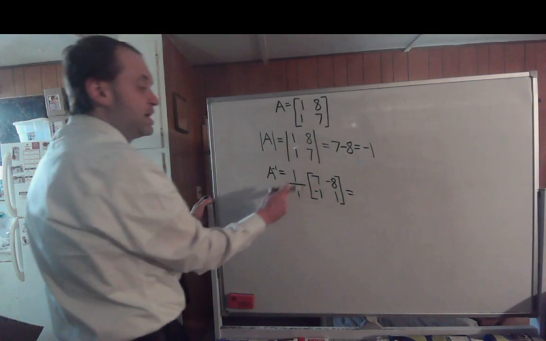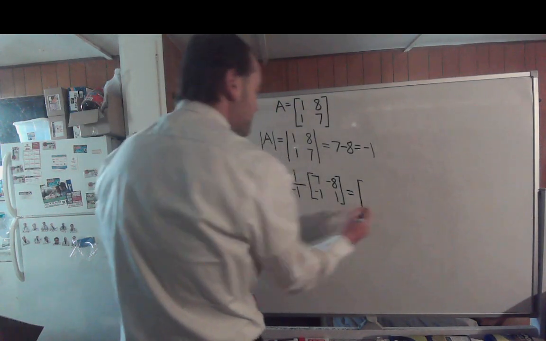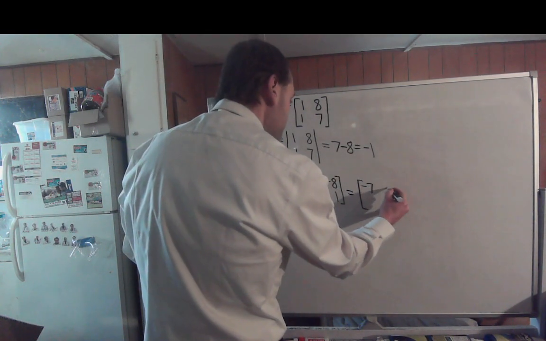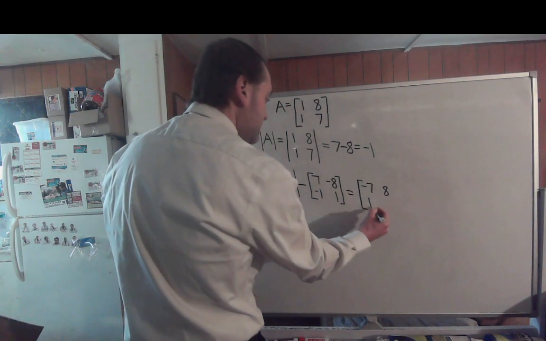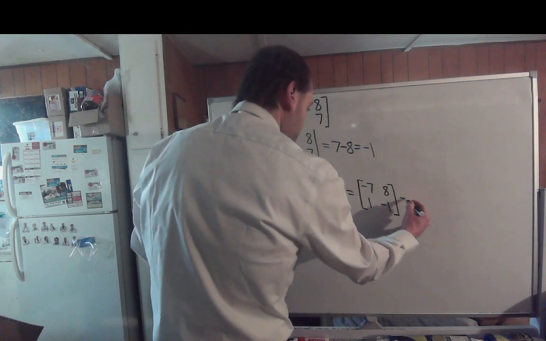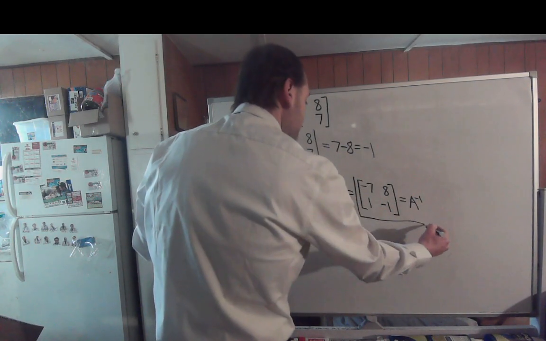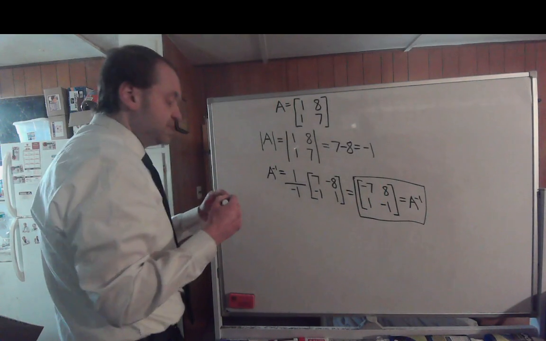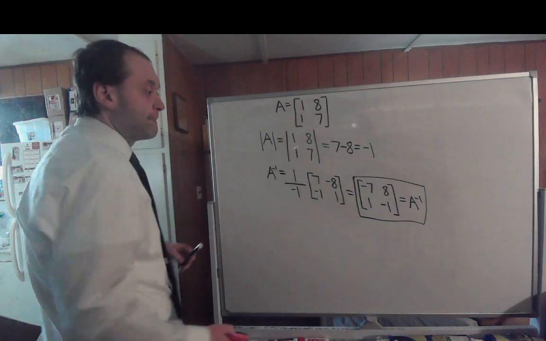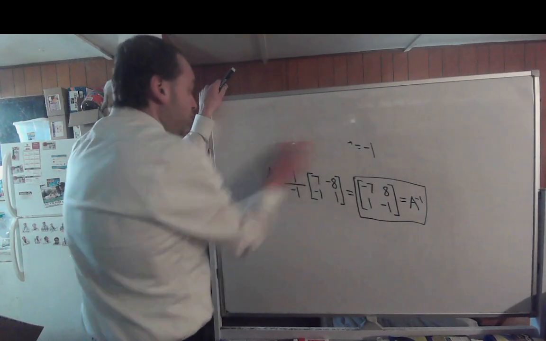Well, 1 divided by -1 is just -1. So now you'll just multiply everything in the matrix by a scale factor of -1, giving you -7, 8, 1, and -1. So your A inverse will end up being -7, 8, 1, and -1. Alright, I got 3 more.